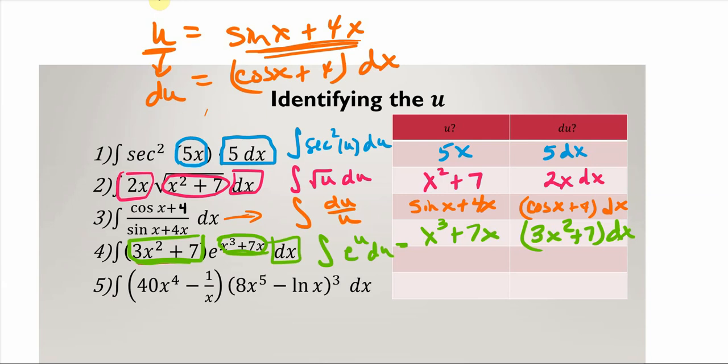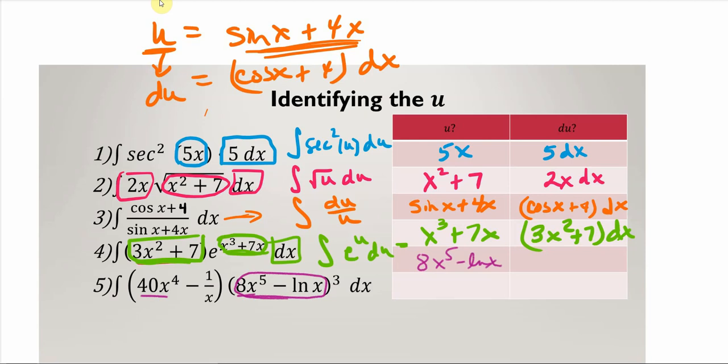Okay, so let's try this one here. Which one is which here? See, the derivative of 40x to the 4th is 160x to the 3rd. Nope, that's not it. The derivative of 8x to the 5th is 40x to the 4th. Oh, I see it now. So this here is going to be my u. So in this scenario, I'm going to have 8x to the 5th minus ln of x.